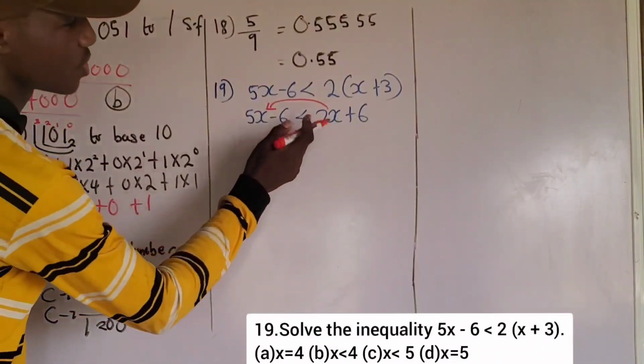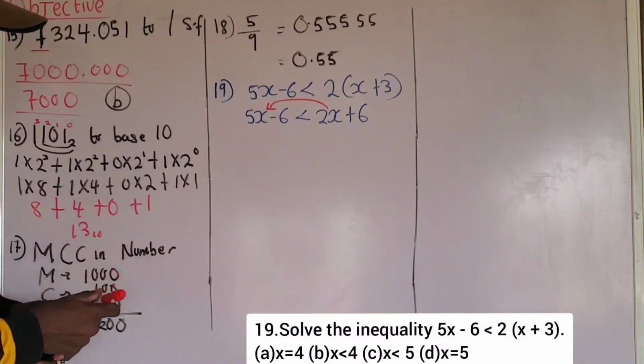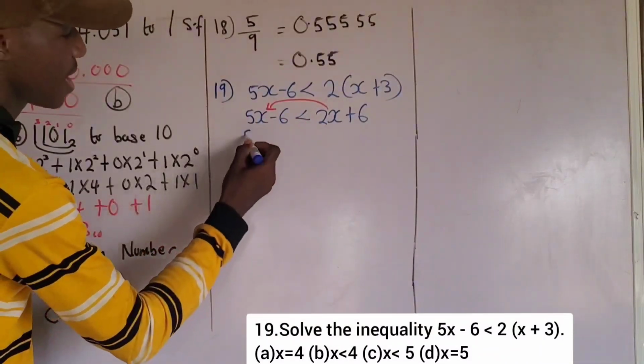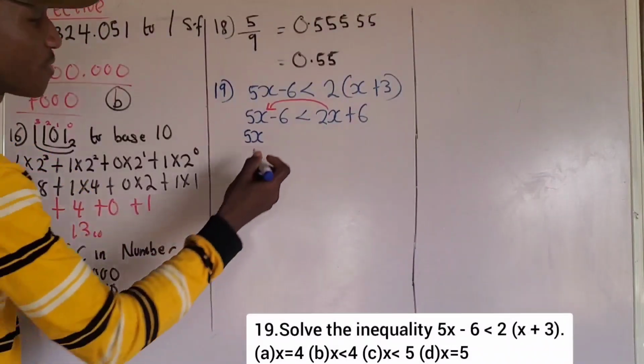So this 2x is going to cross the inequality sign. So hence I'm going to have 5x. Now because it is positive here, the sign is going to change to negative. So I'm going to have 5x minus 2x.